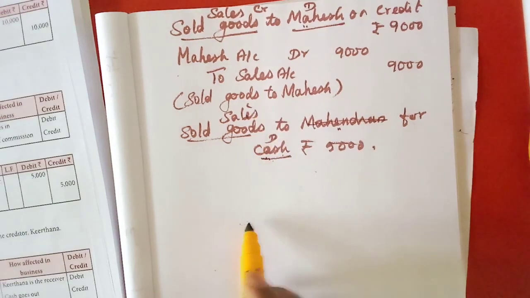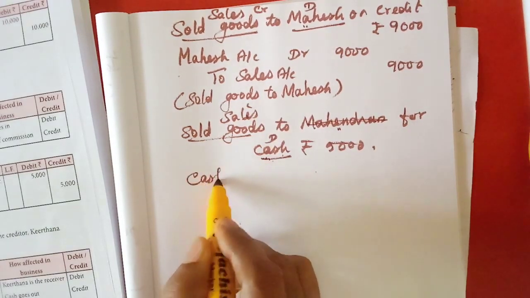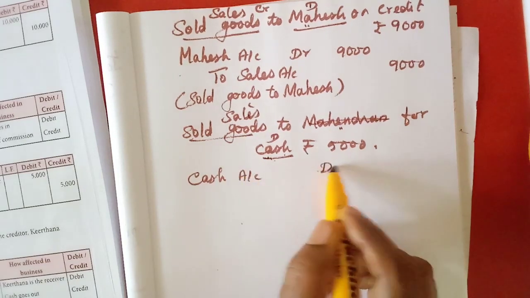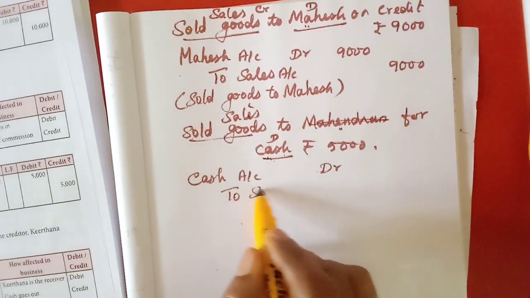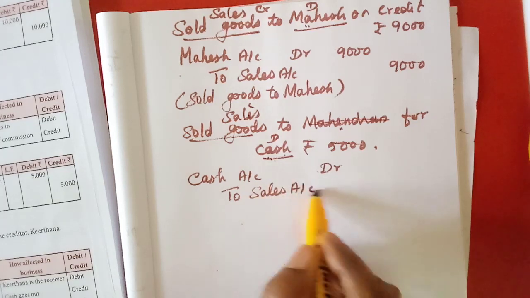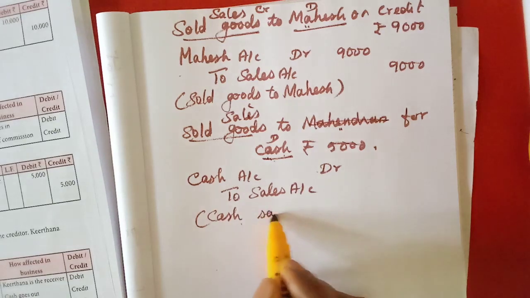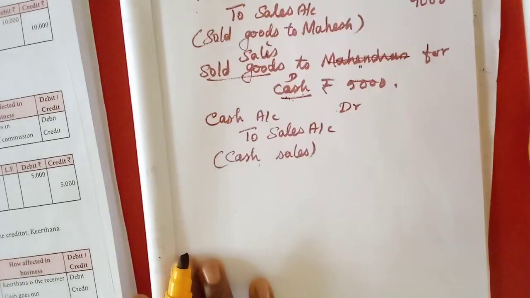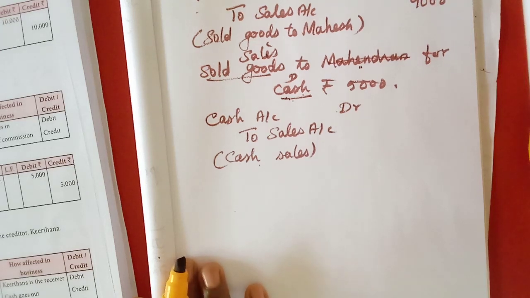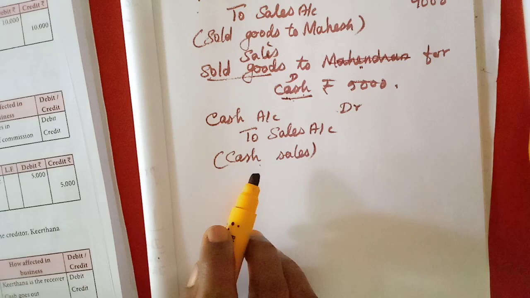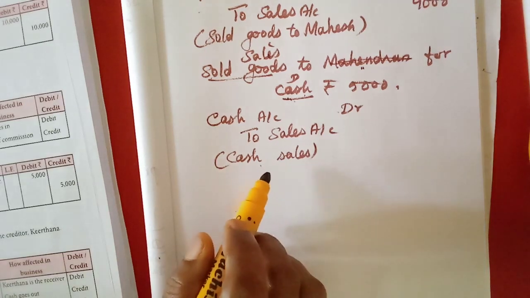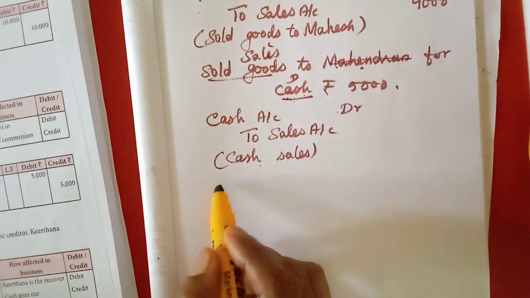So what is the entry? Cash account debtor to sales account. You can simply write cash sales. Otherwise you can write sold goods to Mahendran for cash, or simply in short form, cash sales. Then borrowed loan from bank.